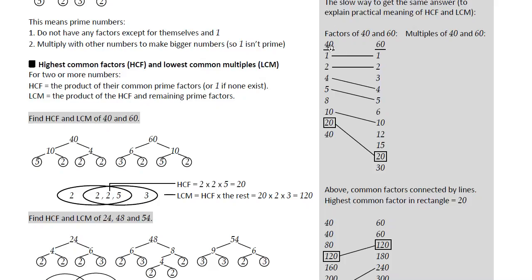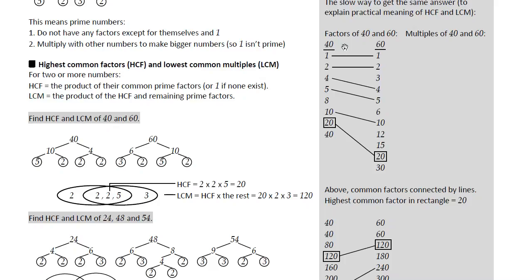So you have to have like 40 and 60, or maybe in this next example I have 24, 48 and 54. What do they have in common? What do they have the same? So to have something the same, you have to have at least 2 things that we're talking about. Let's talk about the highest common factor especially first of all.